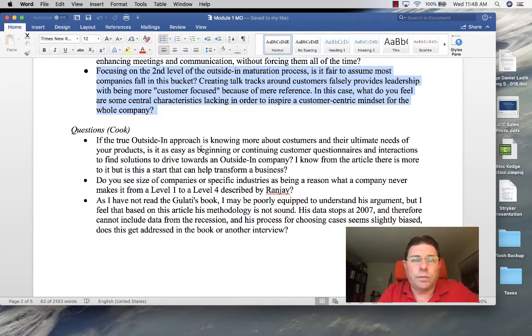Focusing on the second level of the outside-in maturation process, it's fair to assume that most companies fall into this bucket. Maybe. Creating talk tracks around customers falsely provides leadership with the sense of being more customer-focused. In this case, do you feel that some central customers are lacking or inspire customer mindsets?